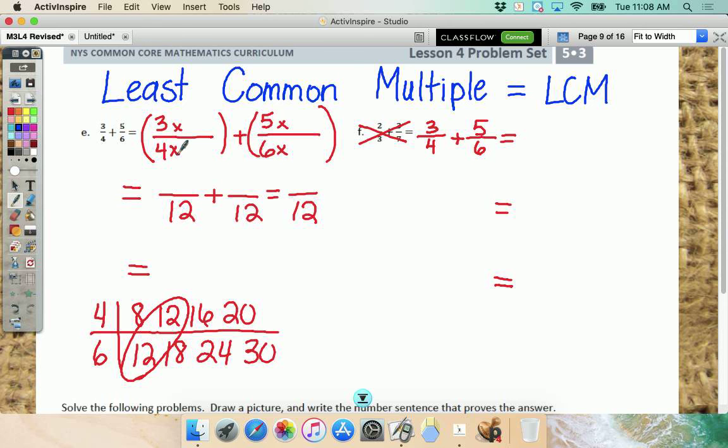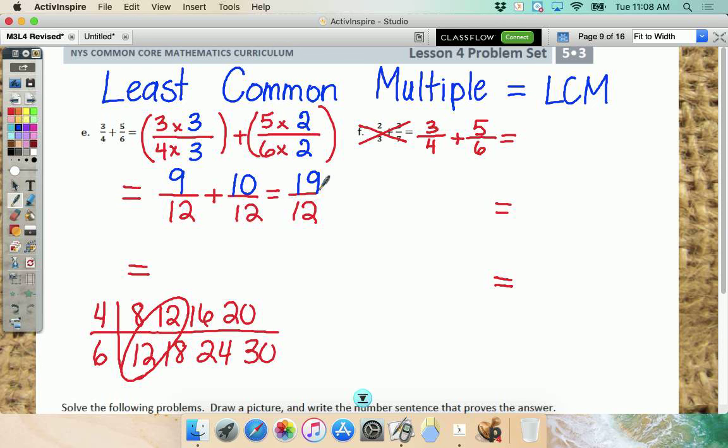Rowan, help me out. 4 times what equals 12? 3. And whatever I do to the bottom, I have to do to the top. Okay? So, Zoe, help me out. 6 times what equals 12? So whatever I do to the bottom, I have to do to the top. Okay? And then I'm going to multiply 3 times 3, 5 times 2. That gives me 19 twelfths.